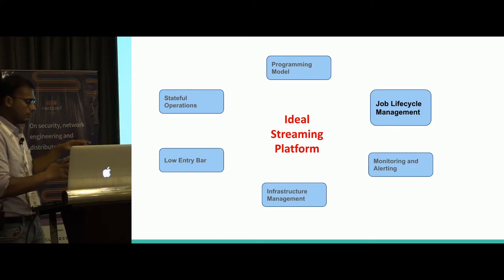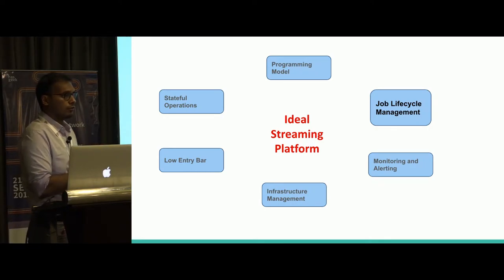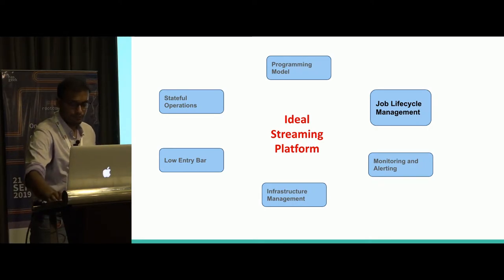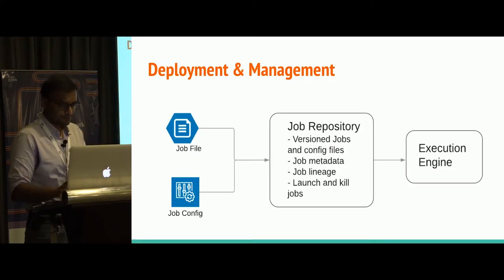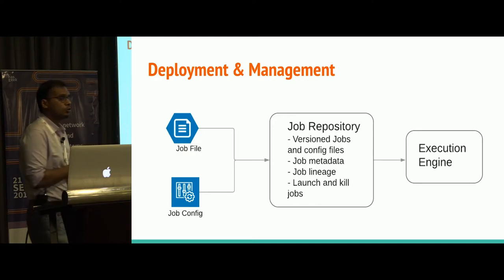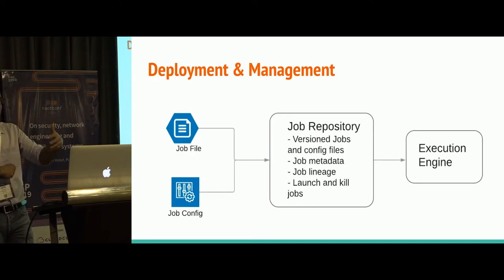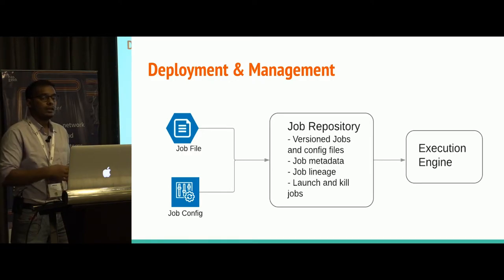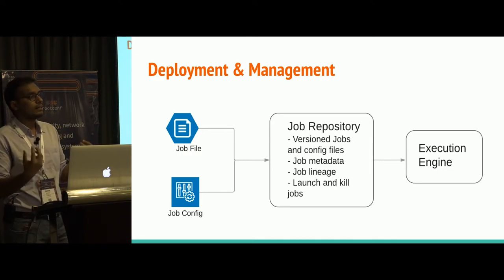So with the extensive test suite and managing faults, we were able to lower the entry bar. Now, what would we do for job lifecycle? So we created a concept of a job repository in which jobs could be versioned. We could capture metadata about the job, when it was last run, who ran it, who is the owner of the job. And with this, we were also able to build a lineage.